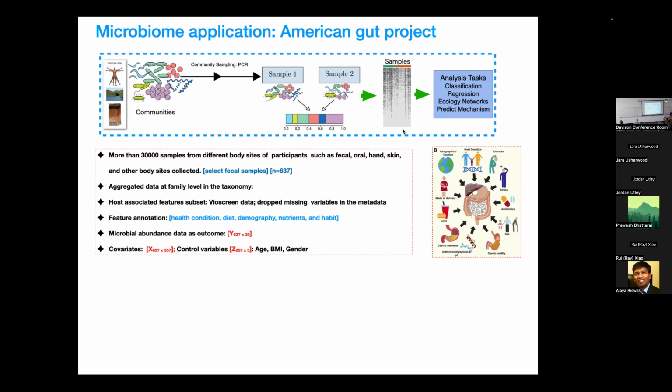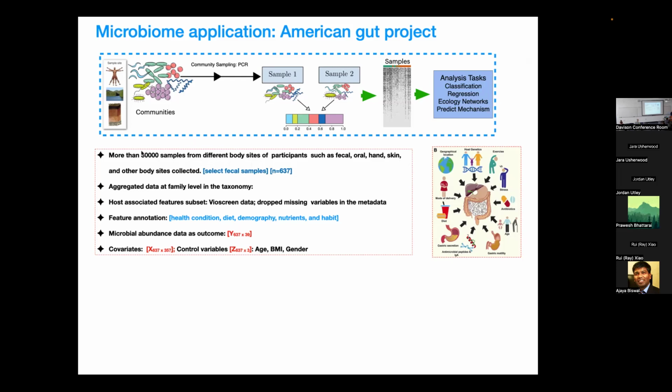If the data set is complex, then we believe that is where the methodology needs to be done. So this particular application comes from the American Gut Project. It is a crowdsourcing project where, until this date, more than 30,000 microbiome samples were collected from different parts of the body. People donated their samples, ranging from fecal, oral, hand, skin, and so on. And what we had in this project is basically the microbial abundance data sets.